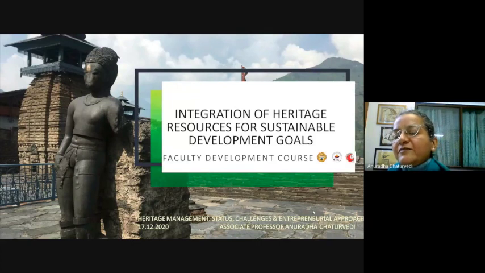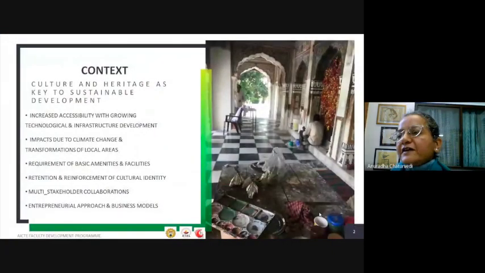So the title of my presentation today is Integration of Heritage Resources for Sustainable Development Goals. And it is in keeping with Sustainable Development Goal 4, which relates to quality education, that we find ourselves looking into this aspect. The Sustainable Development Goals are extremely important as far as the development of our country within the global scenario is concerned.